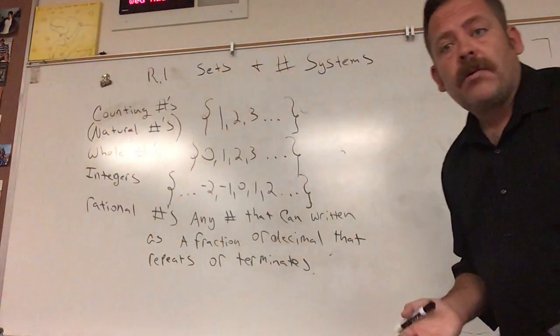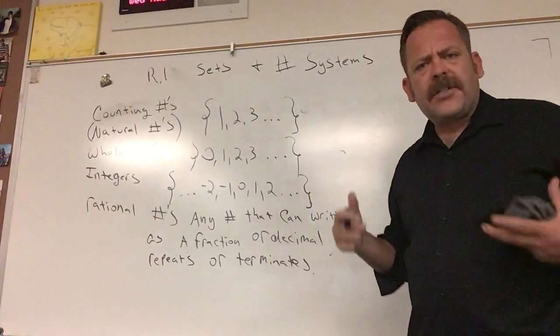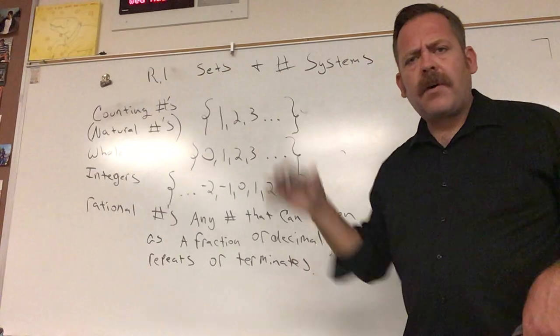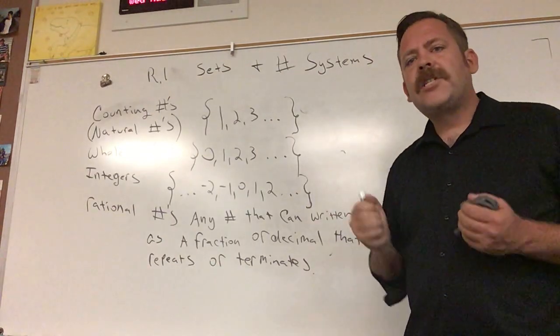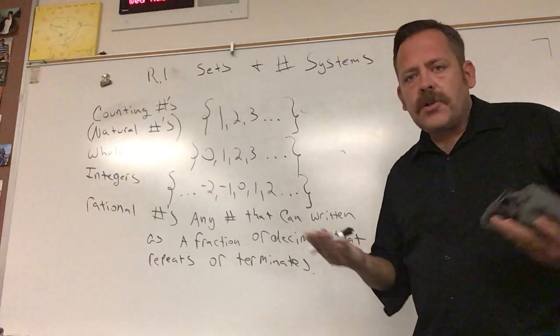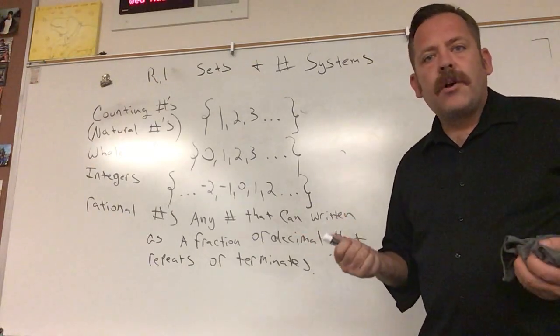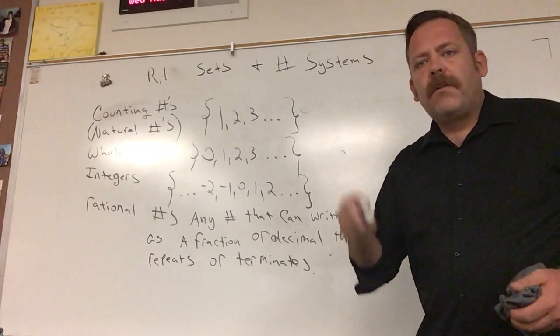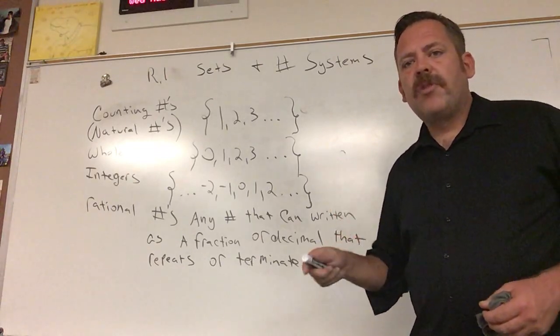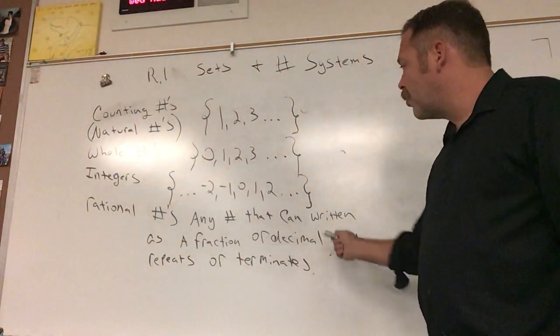Okay, now rational numbers is any number that can be written as a fraction with integers on top and bottom, or as a decimal that terminates like 0.25, which would be the same as 1/4, or repeats like 1/3 would be a fraction, but if you wrote that as a decimal, it'd be 0.33333 repeating. So those numbers are rational numbers.